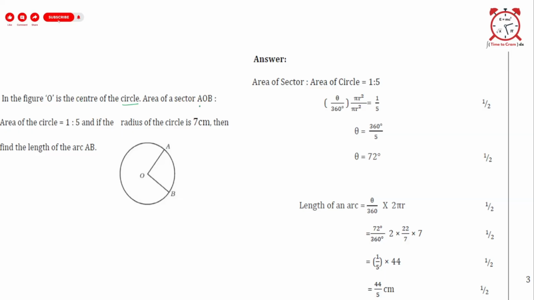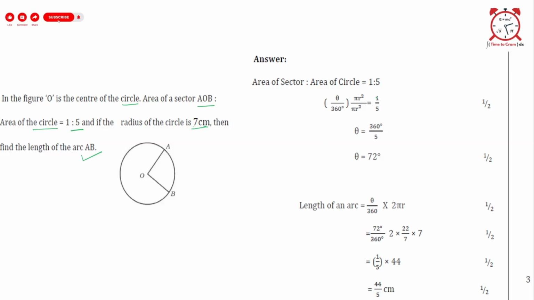The area of sector AOB is to the area of the circle, meaning there is a ratio. The sector area and the circle's area ratio is 1:5. Then find the radius of the circle. And if the circle's radius is 7 centimeter, then find the length of the arc AB.